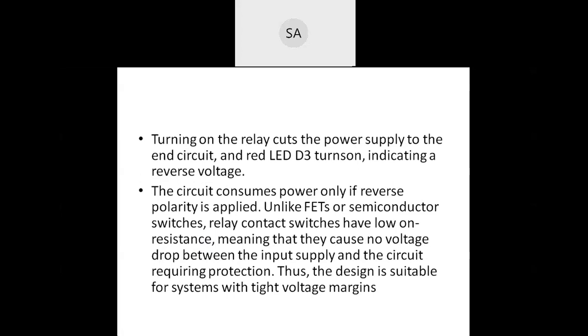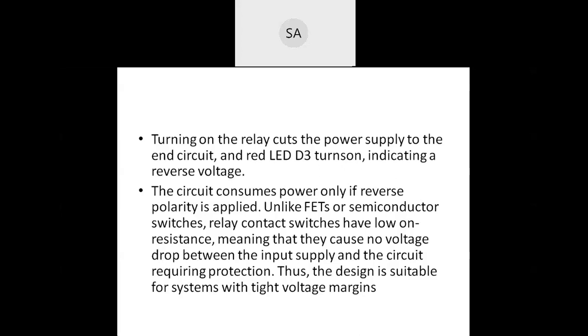This circuit consumes power only if the reverse polarity is applied. Unlike FETs or semiconductor switches, relay contact switches have low on resistance, meaning that they cause no voltage drop between the input supply and the circuit requiring protection. Thus, the design is suitable for systems with tight voltage margins. This is the condition when you are applying the reverse voltage.